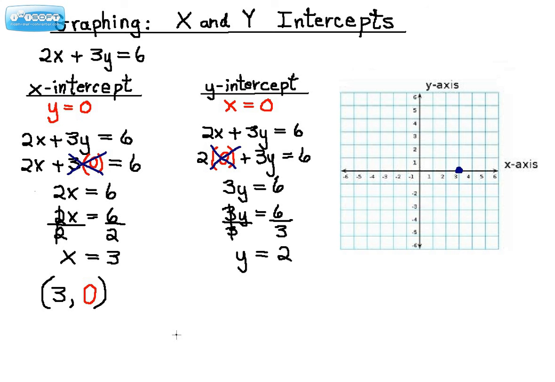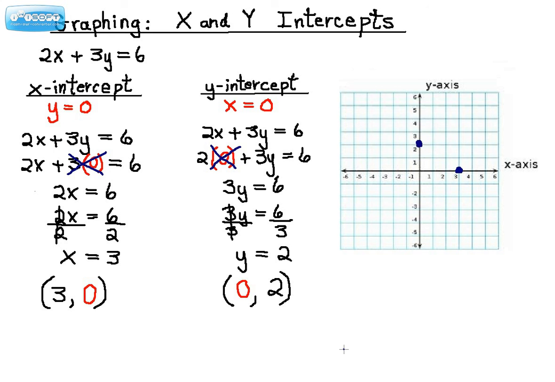We finish solving our equation and we find that y equals 2, but we already know that our x is 0, so this will give us the coordinates of our y-intercept. We find that our y-intercept is 0, 2, so now we're ready to plot this point on the graph.